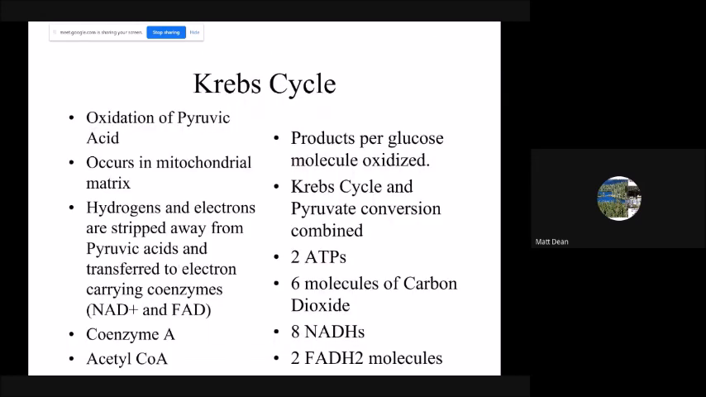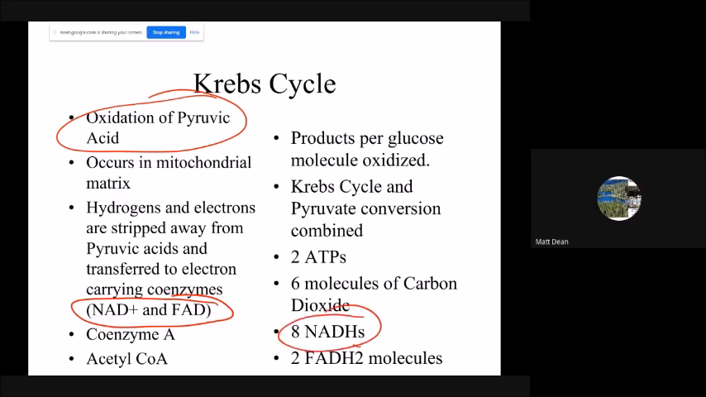So Krebs cycle is essentially the oxidation of the pyruvates. Oxidation, remember, means removal of electrons, removal of energy. In this case, the energy is removed from the pyruvate and it's transferred mostly to these guys, NAD plus and FAD, to make NADH and FADH2, stored energy that's going to be used later to make ATP.